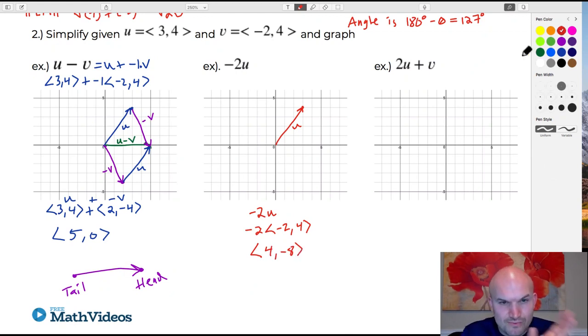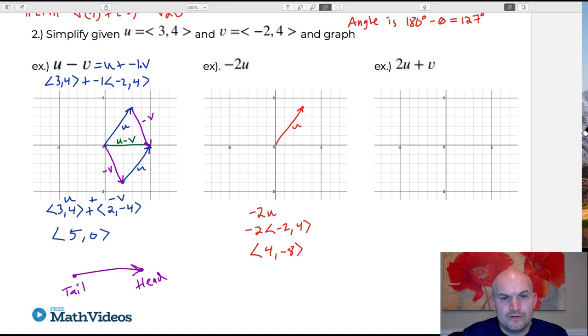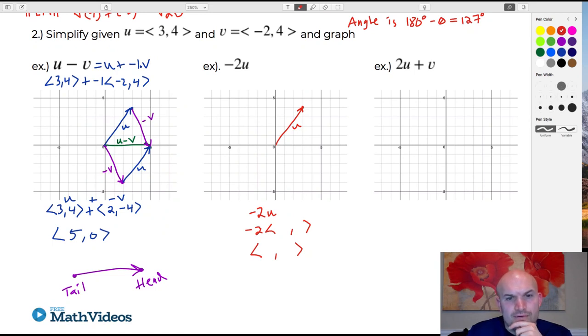So if we look at this, that's wrong. What happened here? That's 4 comma negative 8. Oh, I was doing the wrong one. 3 comma 4. That is 3, 4, and then I wrote in the wrong one. I was looking at v. I got them mixed up. All right, so this is 3 and 4. So therefore, this gives you negative 6 comma negative 8.